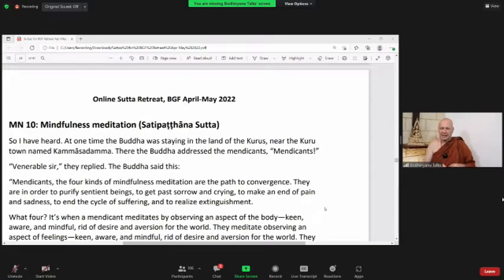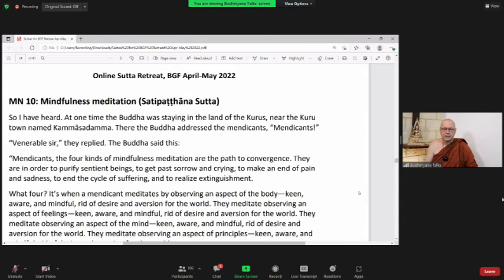So let's look at the next three, they're coming up straight away. So the first one is about the body. The next one is you meditate observing an aspect of feelings. Keen, aware, mindful, rid of desire and aversion for the world.